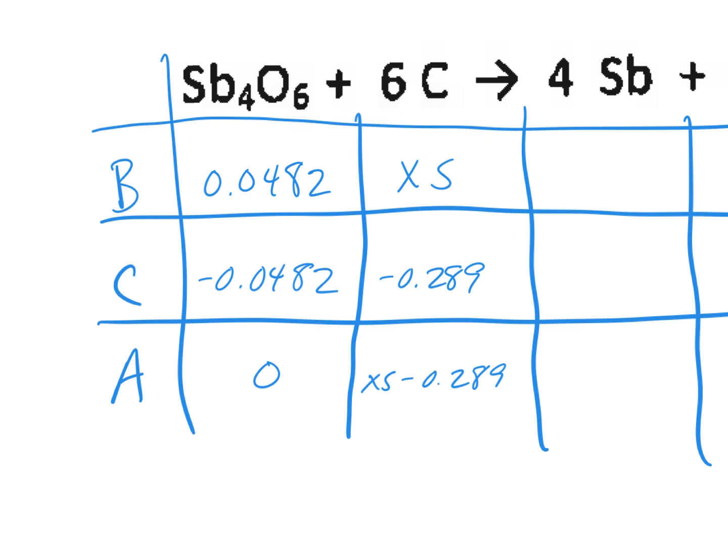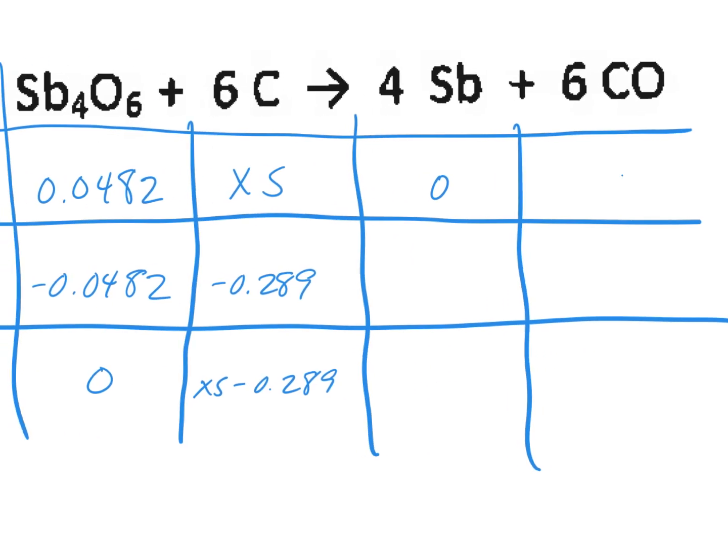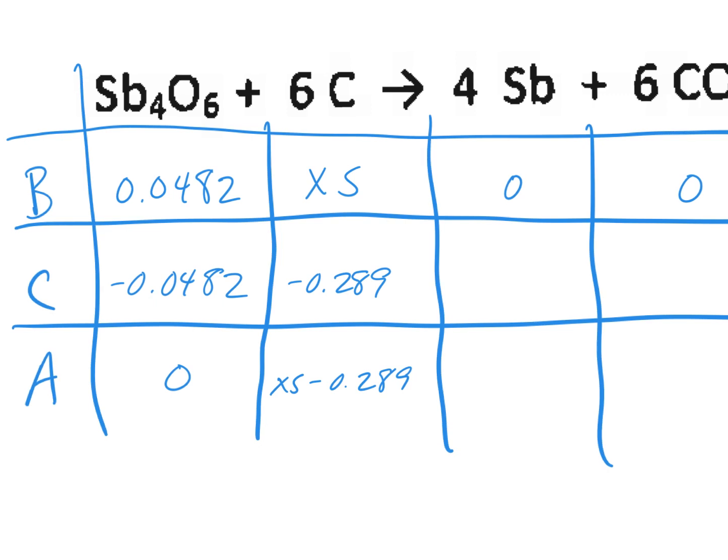All right, so here we go. We're using up all of the antimony oxide. We're going to end up with 0 antimony oxide. So how much antimony can we make? Well, we're starting with 0, of course. And carbon monoxide, they're not asking for it, but I'm just filling it in anyway. The amount of antimony that we're going to make is going to be 4 times greater than the amount of antimony oxide that was used.